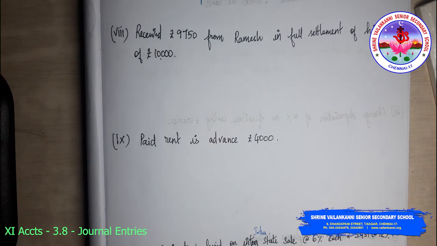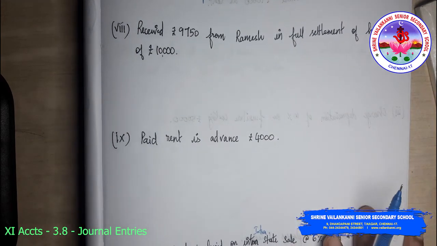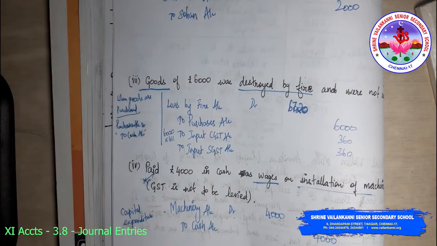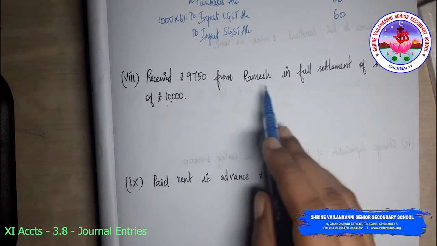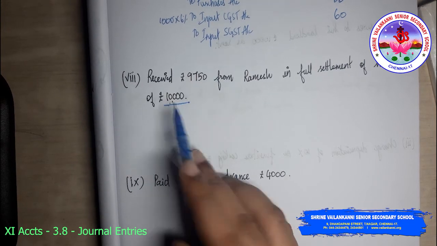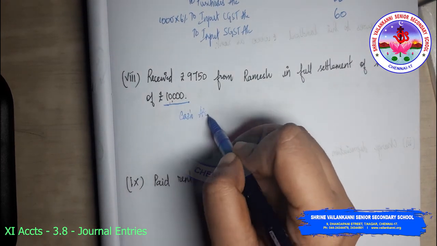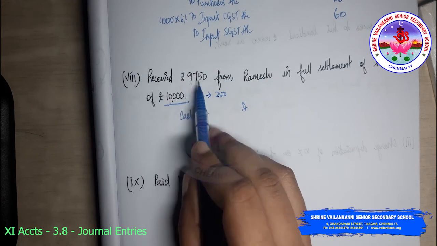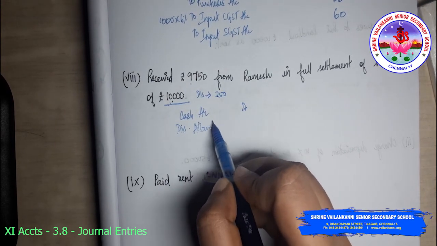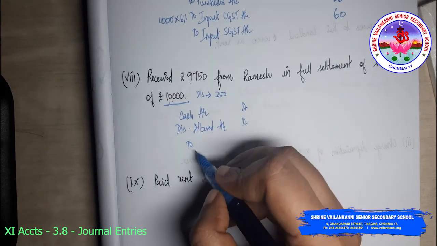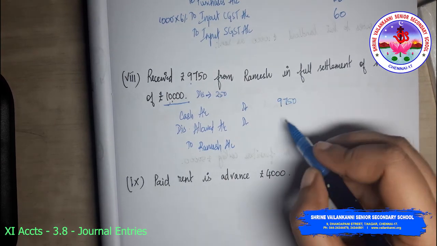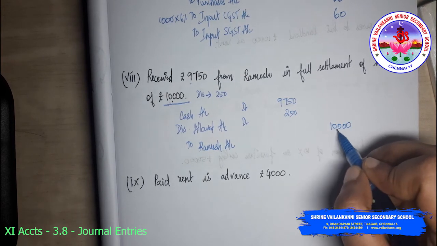Received ₹9750 from Ramesh in full settlement of his account of ₹10,000. We have to check whether there is any previous transaction with Ramesh. No, previously there is no hint. So what we have to do, we have to take this as Ramesh in full settlement of his due ₹10,000. Now cash is coming into the business. Cash account debit, there is a discount of ₹250. 10,000 minus 9,750, so it is a discount allowed account debit to Ramesh account. Okay, so cash, how much is received? 9,750. Discount 250. Ramesh 10,000.